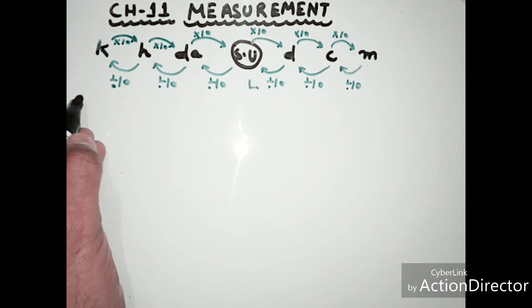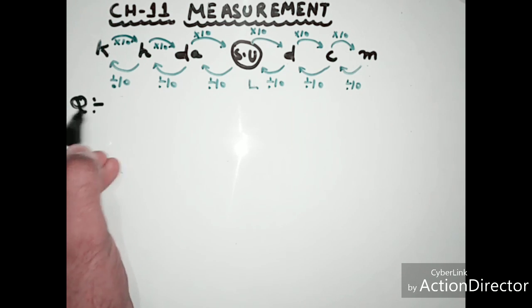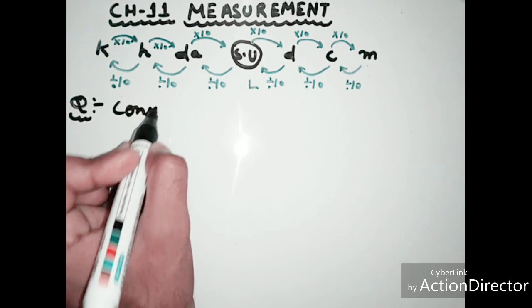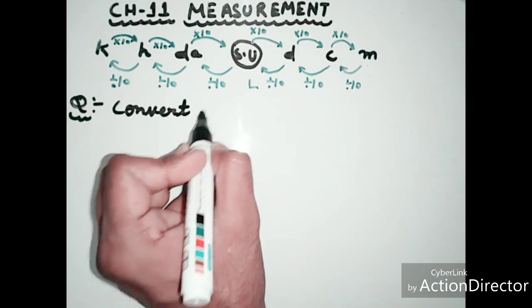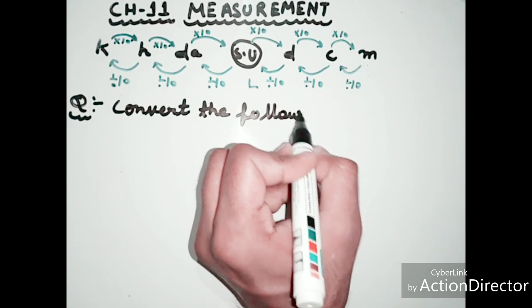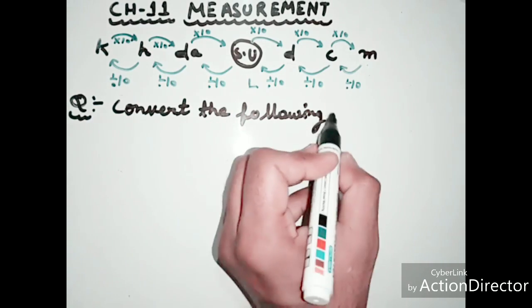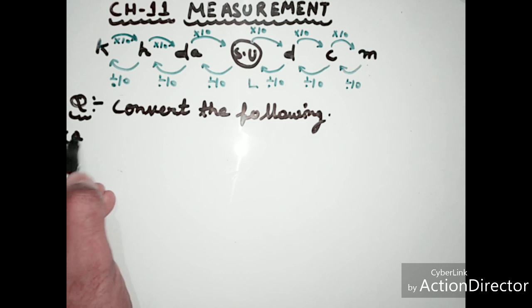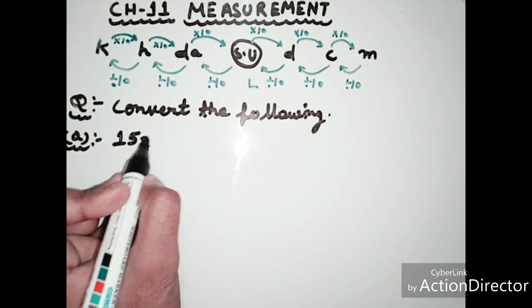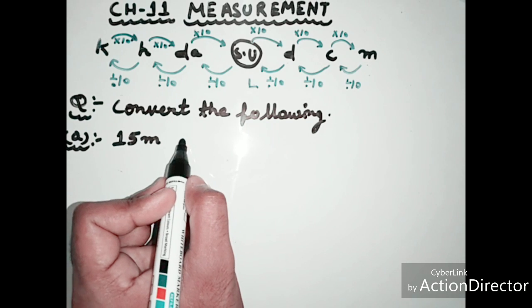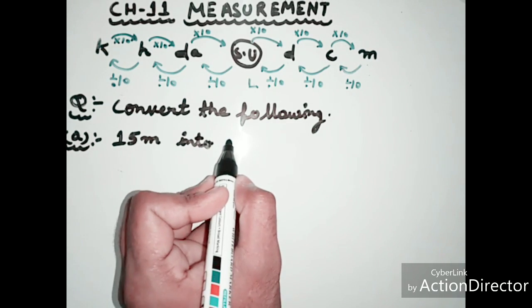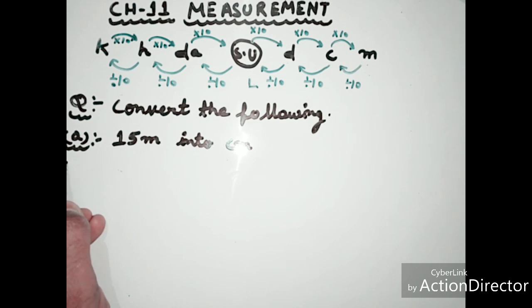Now, question number 1, convert the following. Example number A. Here 15 meter convert into centimeter.